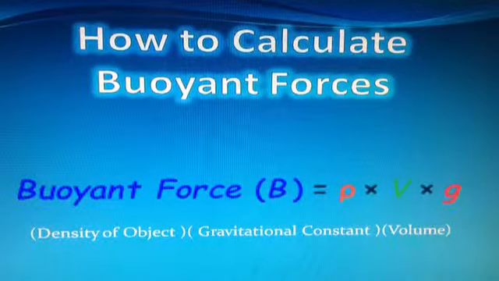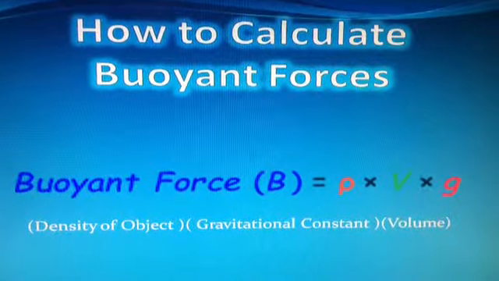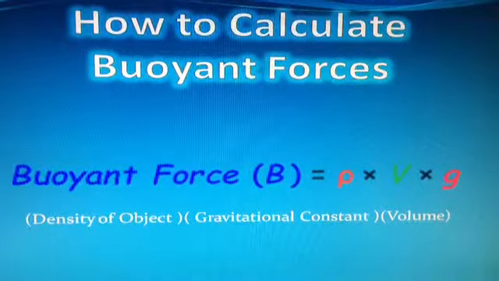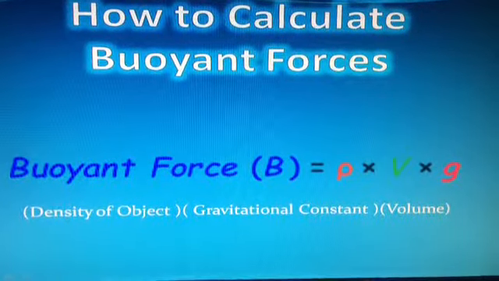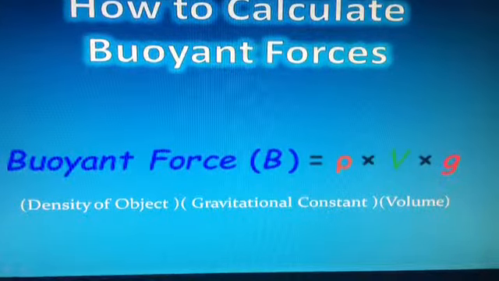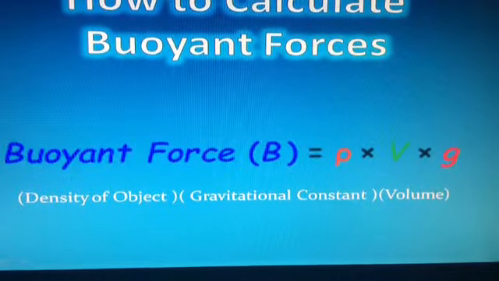In order to calculate the buoyant forces that acted on the two objects, you use the formula listed. All you have to do is multiply the density of the object by the volume, then by the gravitational constant, and you will get the buoyant force.